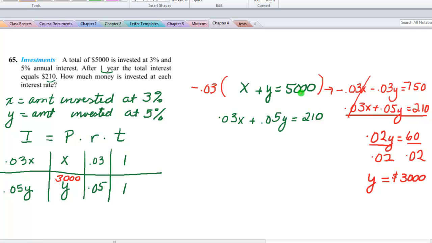So that's the amount of money that we have invested at the 5%. And since we know the total we invested was $5,000, that means that at the 3%, we must have invested $2,000. Let's check our interests and see if they work. So I multiply 2,000 by 0.03 and I get 60. 3,000 by 0.05 and I get 150. And together those 2 do add up to $210 in interest.